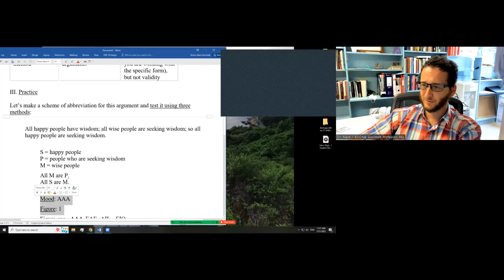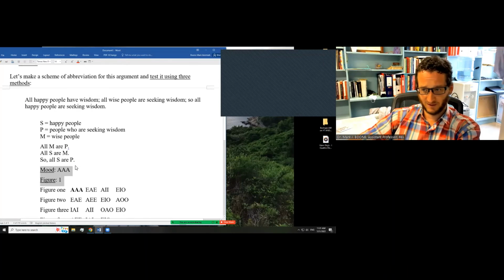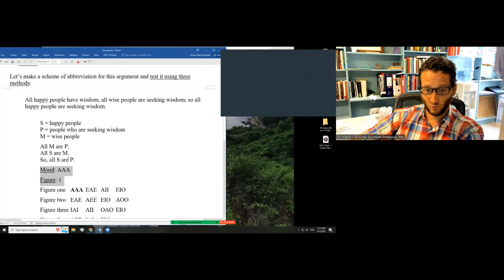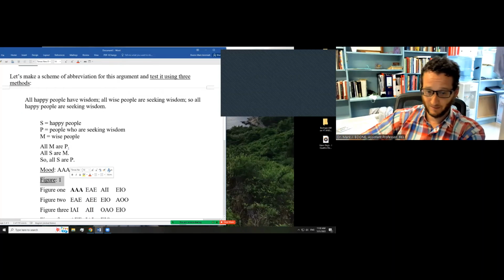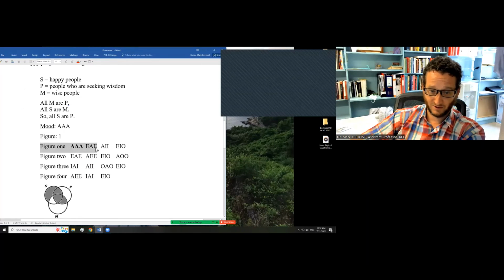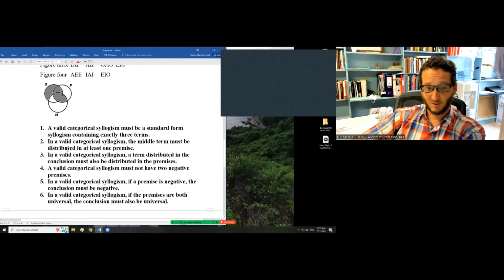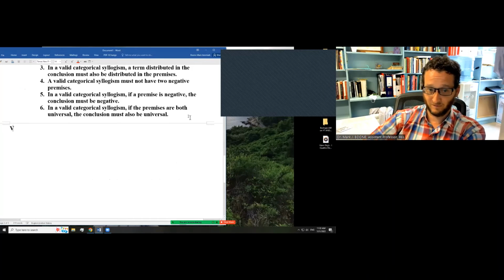I just copied this from an earlier document, but it turns out it fits. The mood is indeed AAA. The figure is indeed figure 1. It's AAA. These are three A form propositions. They're all universal affirmative. The figure is 1, meaning the middle term occurs first in the first premise, it's second in the second premise, and that means it's one of our valid figures. Now this isn't the right way to set up a Venn diagram. So we can already tell the argument's valid. It's one of our valid mood figure combinations, but we're going to go ahead and write in the word valid.